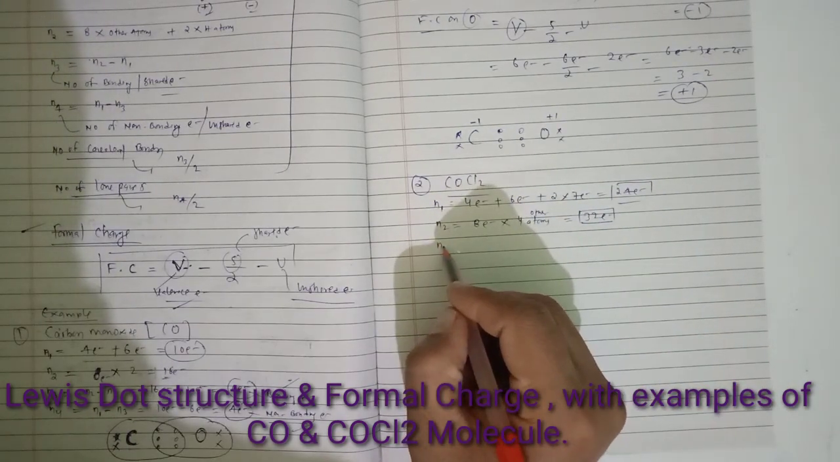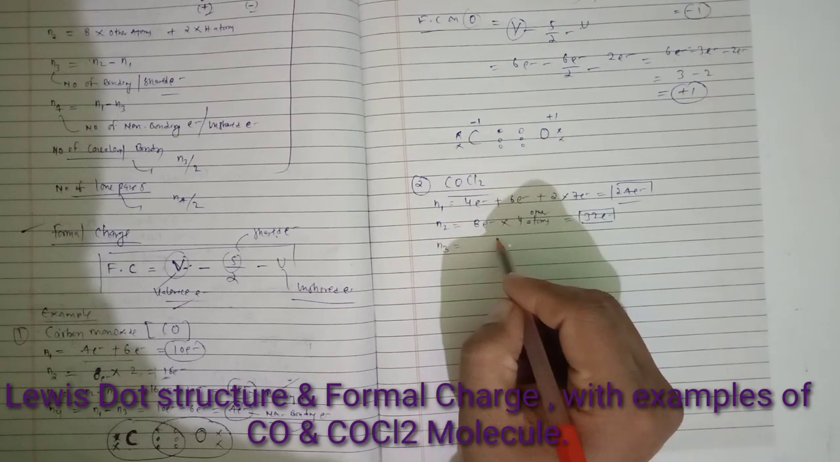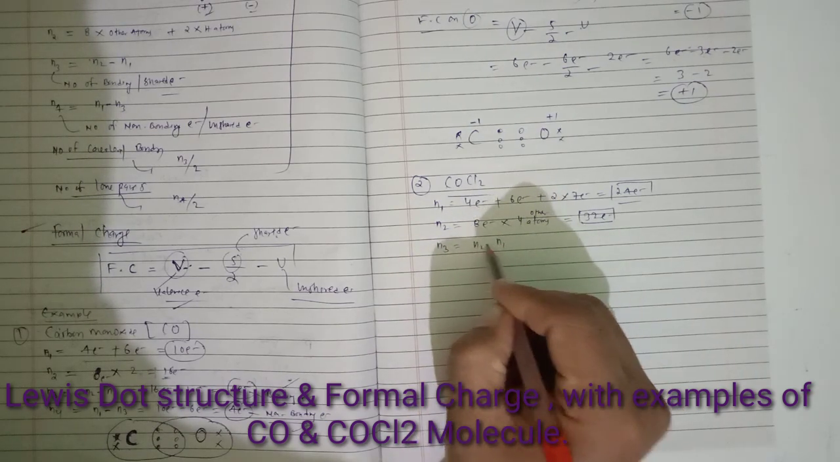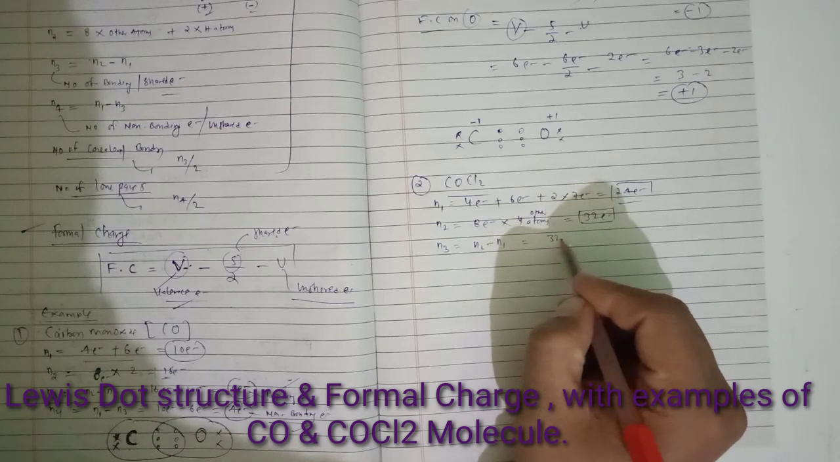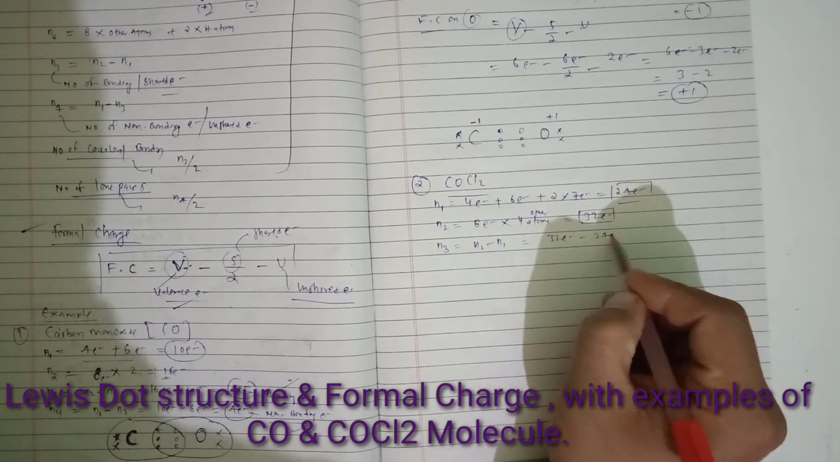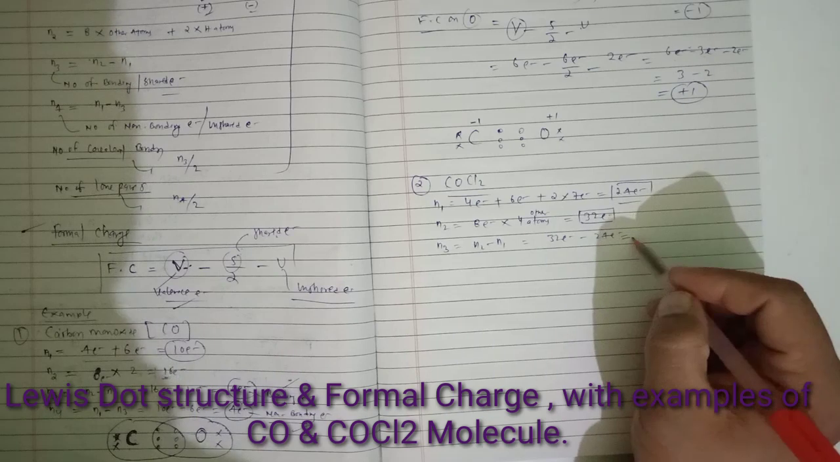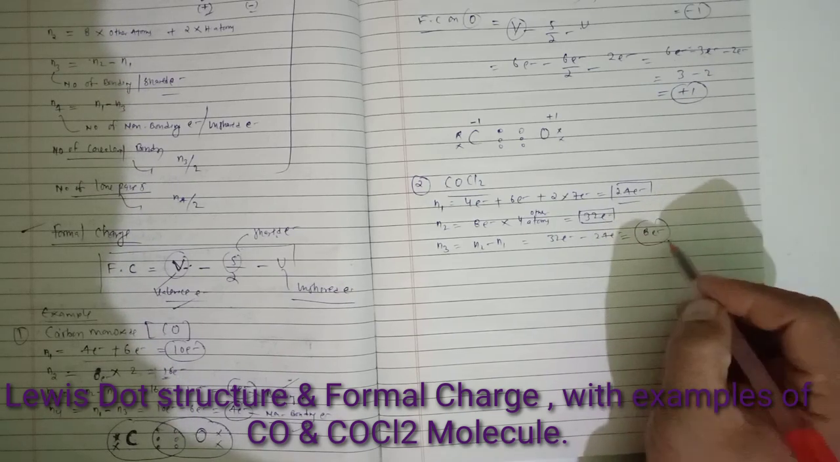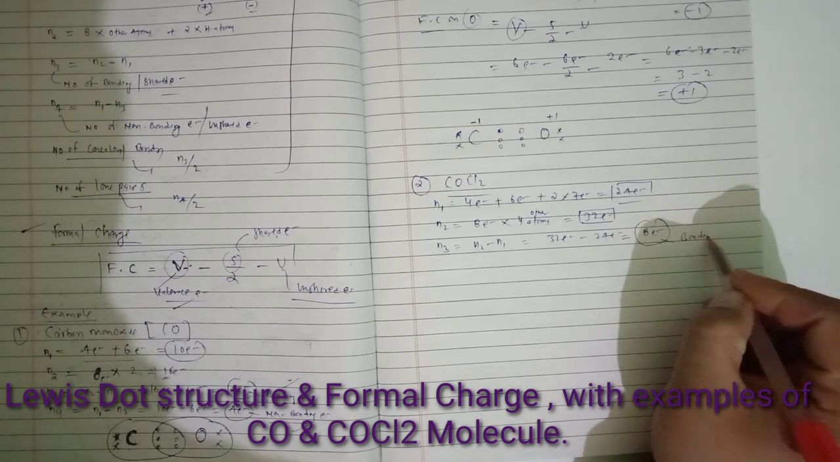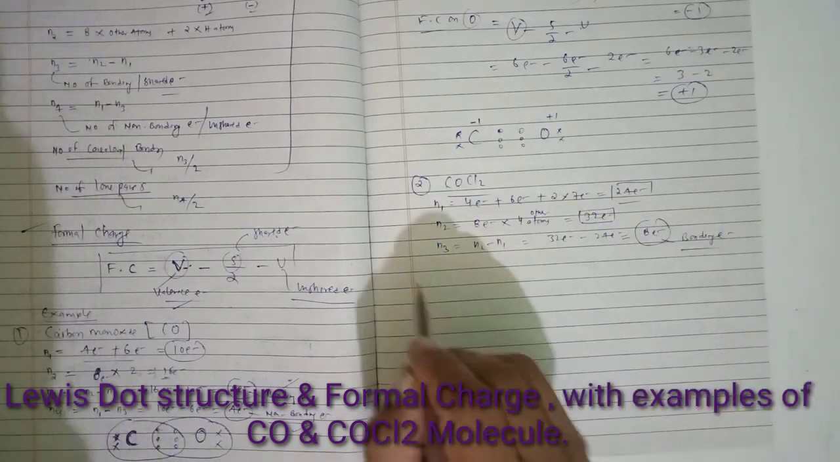Next, we will find out N3. We get N3 by subtracting N1 from N2. That will be 32 electrons minus 24 electrons, which is 8 electrons. So those 8 electrons are your bonding electrons.